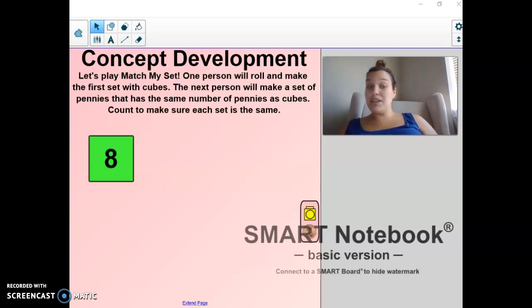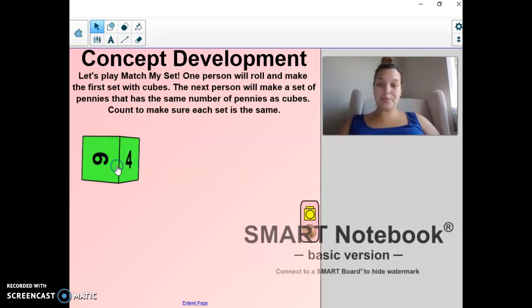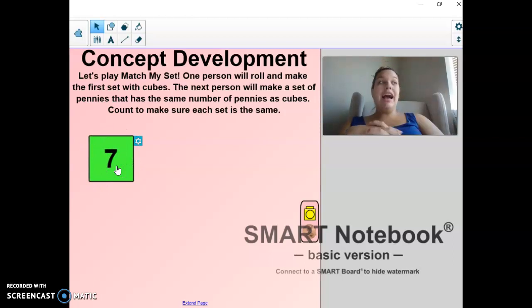You guys did a great job during our lesson, and I cannot wait to see what you have on your exit ticket. So here we go. Your number is 7. I want you to draw 7 of something. Pause me, and then unpause me and come back.